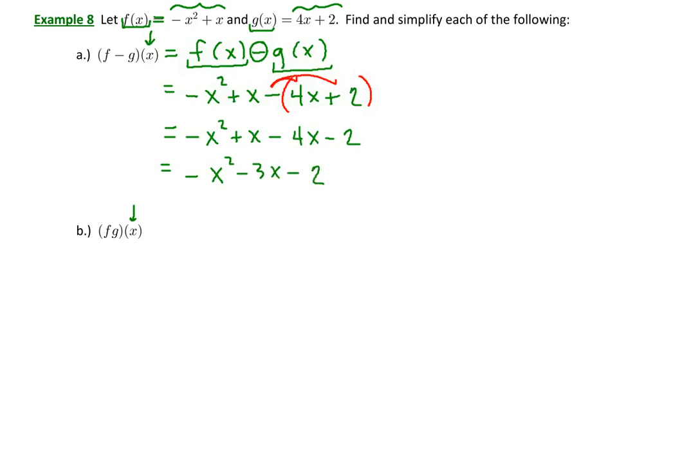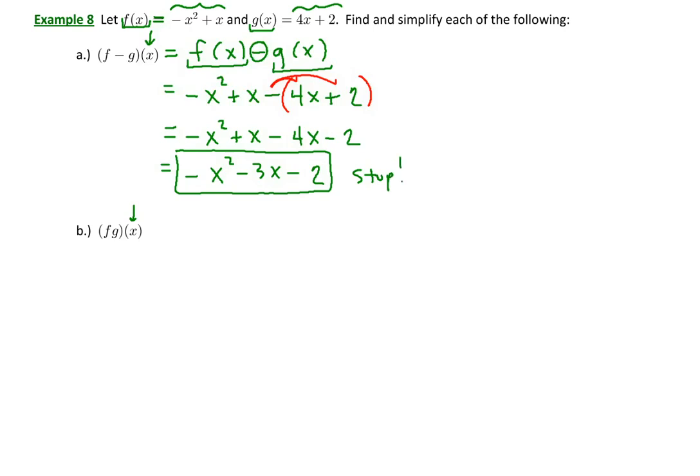And by the way, that's it. That is where we stop. You may be tempted to set it equal to 0, factor it and solve it, because we're kind of in that equation solving mood from the last unit. But here our goal is to plug in the argument, simplify, and that's where we stop.